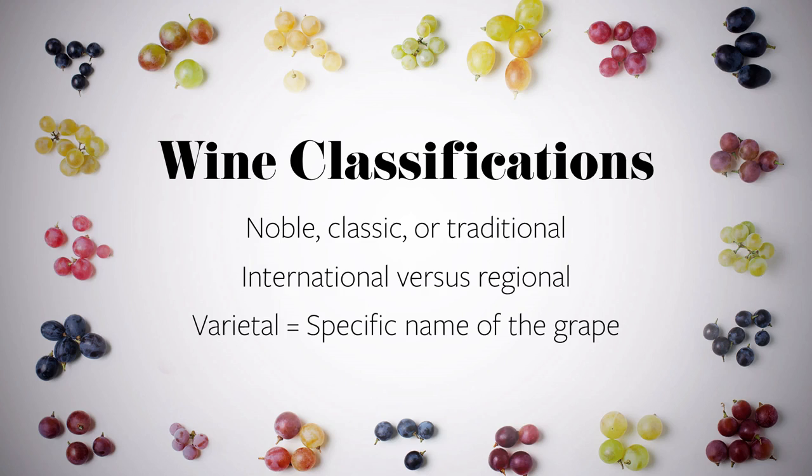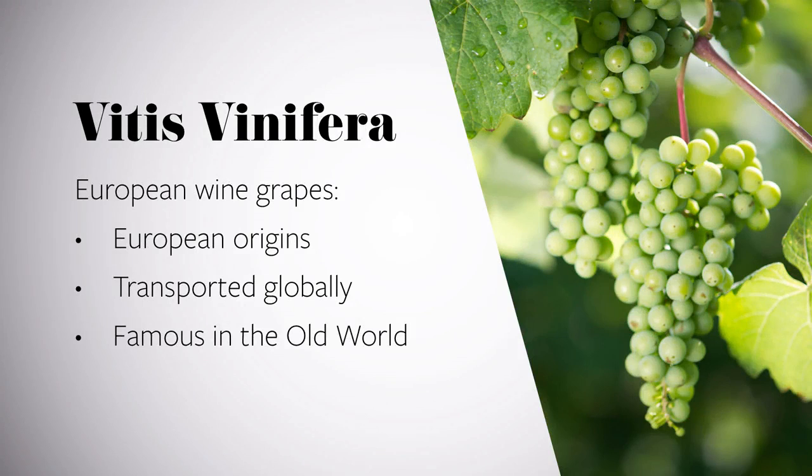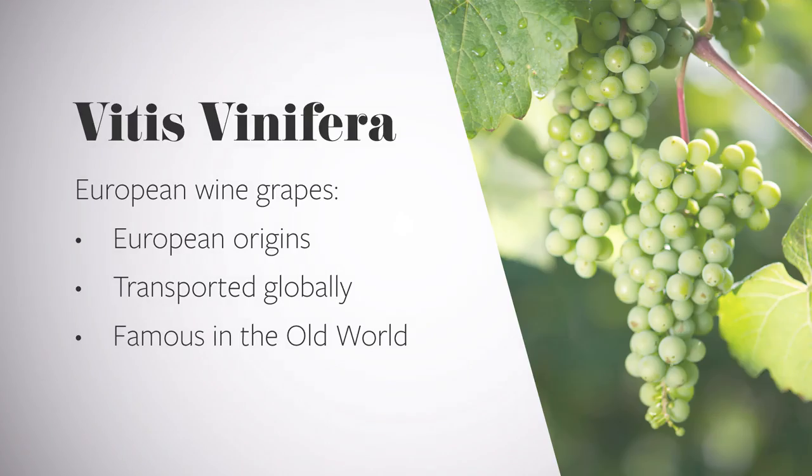So first of all, backing up, what is a varietal? A varietal just refers to the specific name of the grape. All the grapes we're dealing with in these lectures are of the genus and species Vitis vinifera, which are otherwise known as the European wine grapes, because most of them originated in Europe or in Eastern Europe or perhaps in the Middle East, and then were subsequently transported around the globe by early explorers or people who went off and colonized, or in the modern era by people who simply wanted to grow grapes elsewhere in the world that were famous in the Old World.